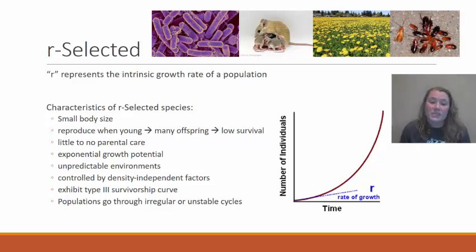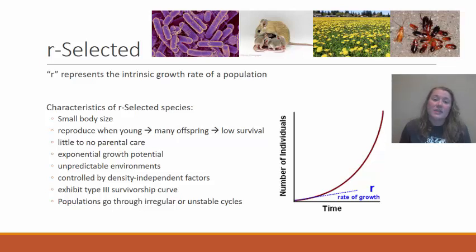Now, R represents the intrinsic growth rate of a population, or the growth rate of a population if there are no factors that are really limiting or hindering its overall growth. So if a population is growing at the intrinsic growth rate, that means it's growing exponentially. On this graph here, if you have a straight line showing the rate of growth at that particular moment, that would be your R. Over time, if something is R-selected, it should be growing exponentially, and it should have that J-shaped curve.